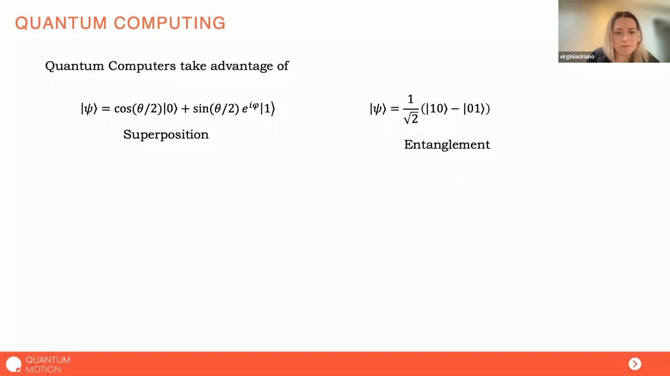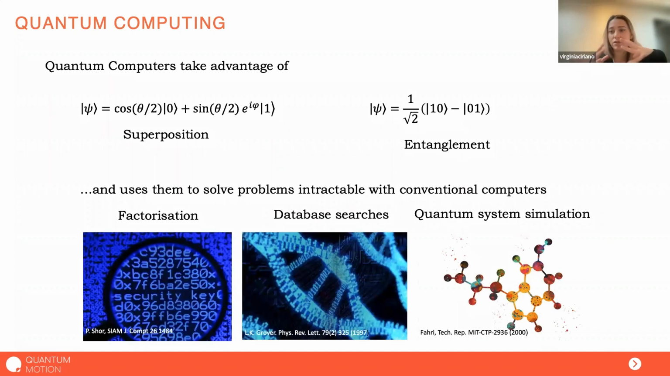Just as a quick introduction, quantum computers take advantage of phenomena that are unique to the quantum realm, such as superposition and entanglement, and use them to solve problems that are very difficult for a normal computer. These problems are, for example, factorization of big numbers into their prime factors. This is especially relevant in banks and in cryptography. Also, database searches, and as well simulating quantum systems.